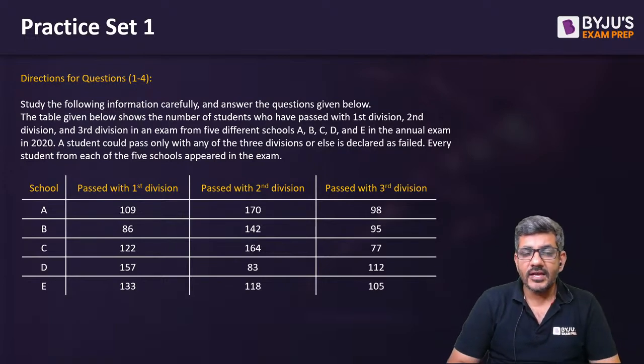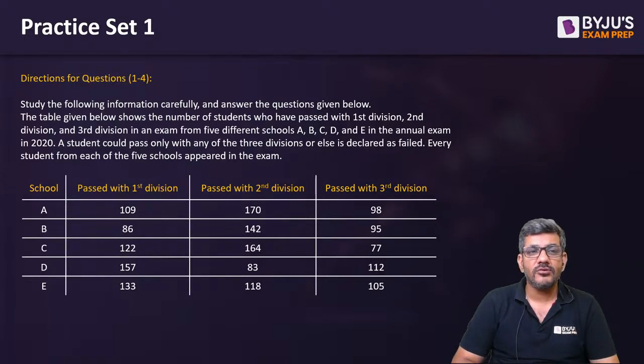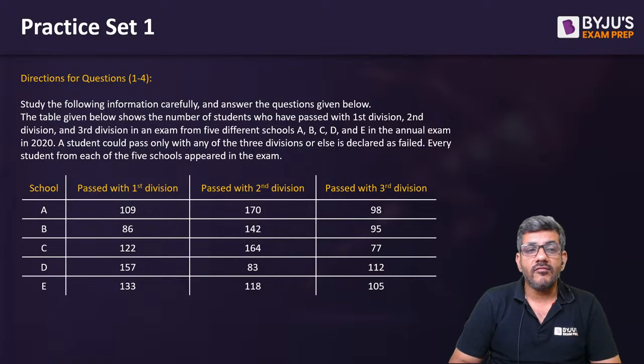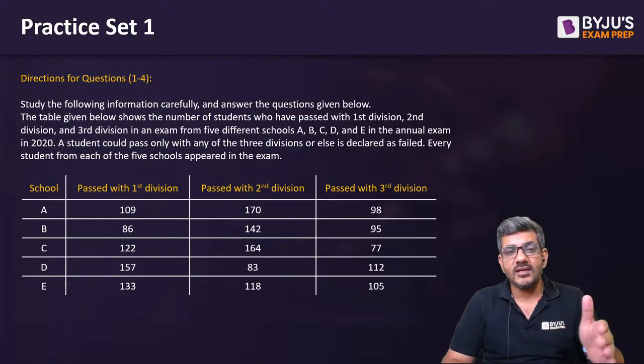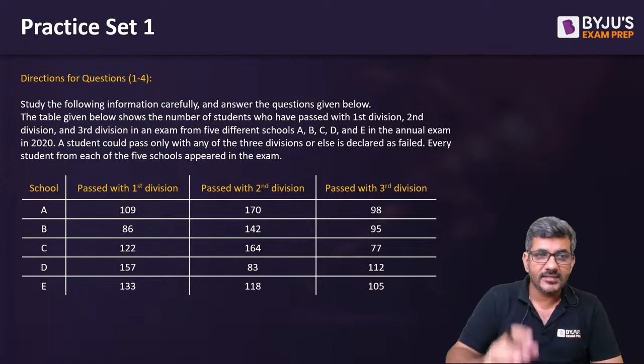Study the following information carefully and answer the questions given below. The table given below shows the number of students who have passed with first division, second division, and third division in an exam from 5 different schools, that is A, B, C, D, E, in the annual exam in 2020. So how many students have passed in first division, second division, third division is given to us.